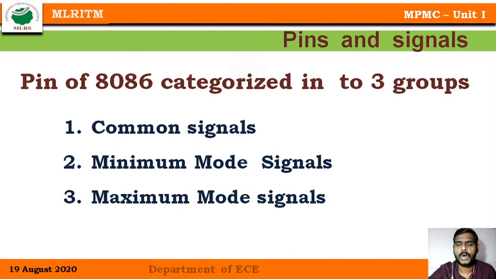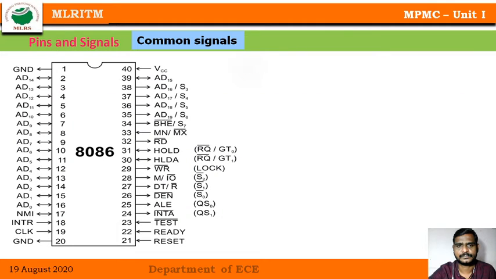So 8086 is categorized into three groups. One is common signals, which are the pins common to both minimum mode and maximum mode. The second is minimum mode signals, and the third is maximum mode signals. Let us go into the details of these pin configurations of 8086.